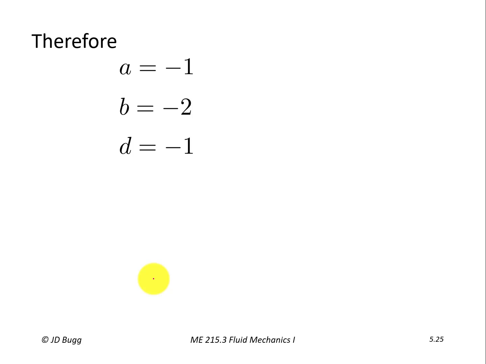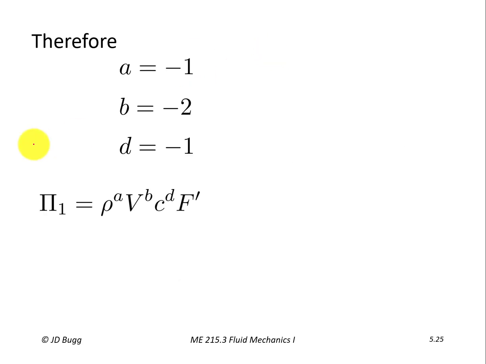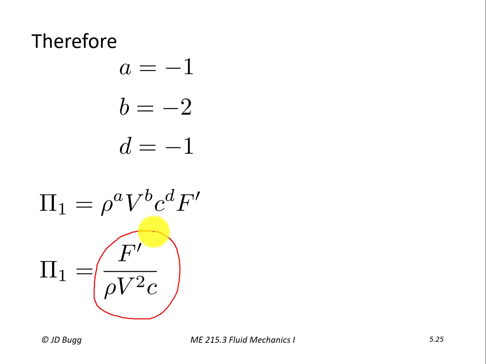If we go back to our pi group here, we're going to take those exponents and rewrite this expression, but with those numbers in here instead of the symbols a, b, and d. When we do that, we get that pi 1 is equal to rho to the a, v to the b, c to the d times our force. And when we put in those three exponents, we see pi 1 is equal to F prime over rho v squared c. So this is our first pi group, or our first dimensionless number generated by the Buckingham Pi theorem.